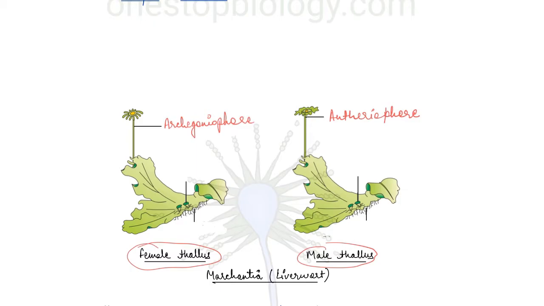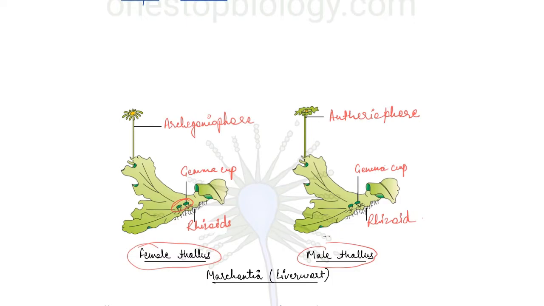Now here these small cups that you can see are nothing but gemma cups. And they have rhizoids as well. So it has both asexual as well as sexual reproduction. Here you can see this is asexual and this is sexual reproduction. In the same way, the male thallus also has gemma cups and rhizoids. So this is the basic structure of a liverwort, which is Marchantia.